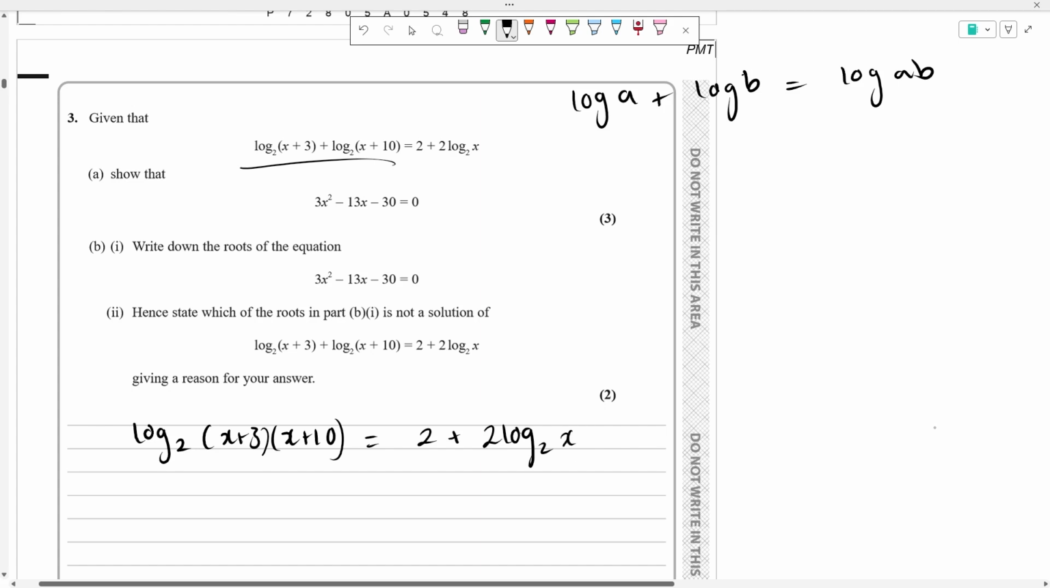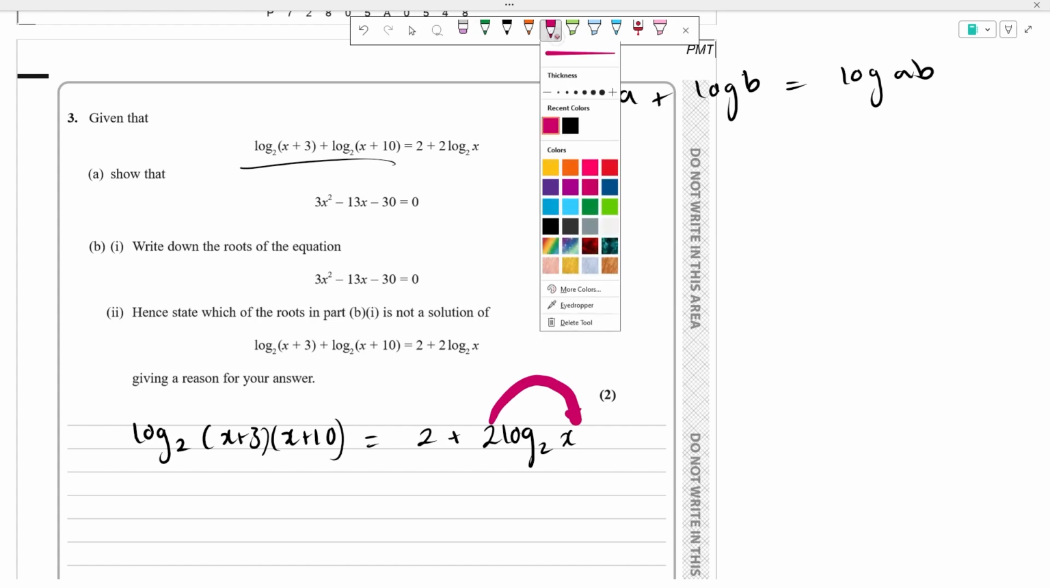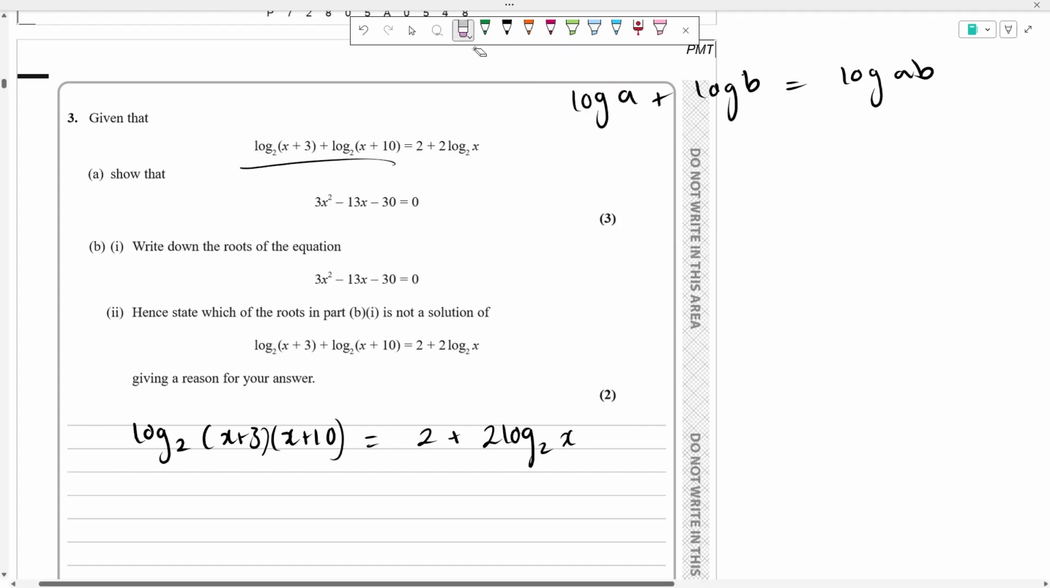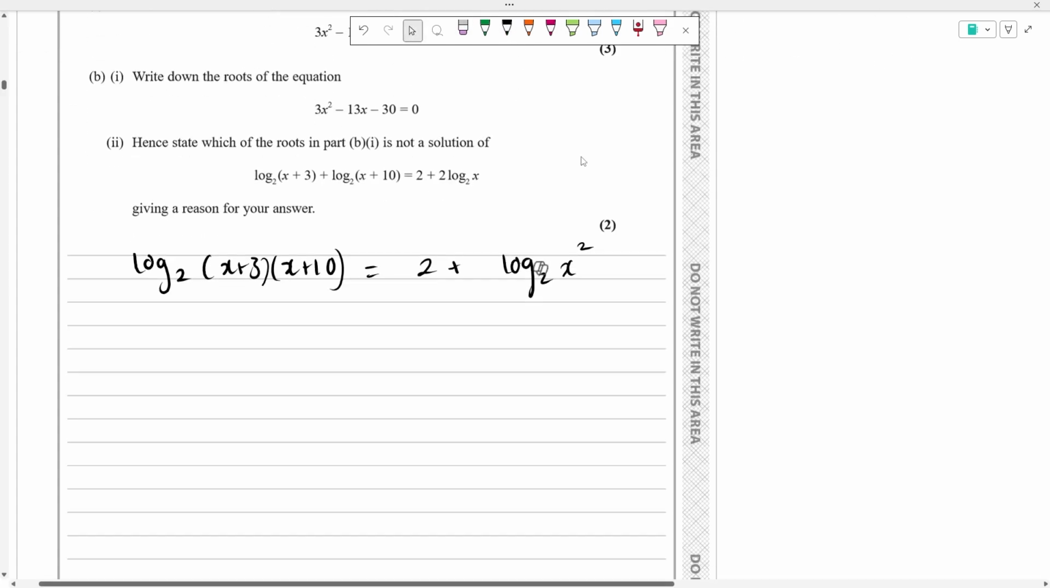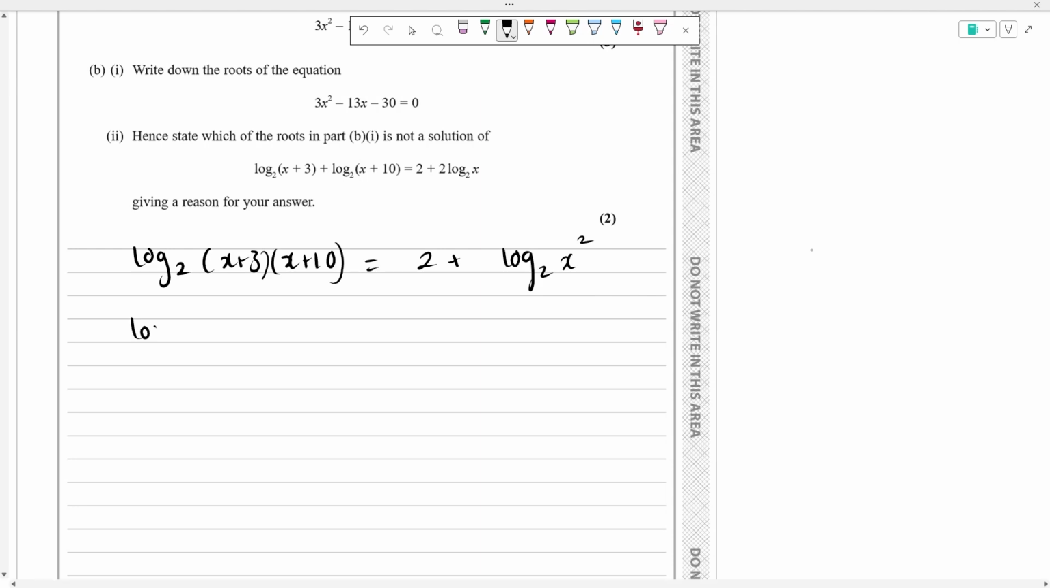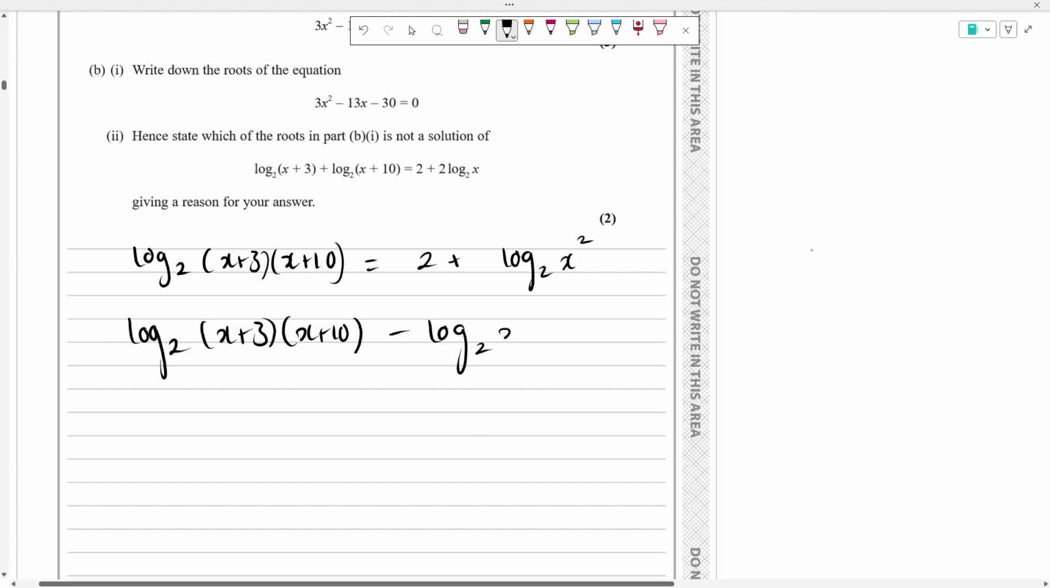And I kind of want to combine all the logs together. Because we have this coefficient here and no coefficient here, I'm going to get rid of this coefficient by making it into a power. And this essentially becomes x squared. And then I'm going to move this to the left hand side. So this becomes log 2 x plus 3 x plus 10 is equal to 2. I completely forgot to minus, sorry. So this becomes log 2 x plus 3 x plus 10 minus log base 2 x squared is equal to 2.